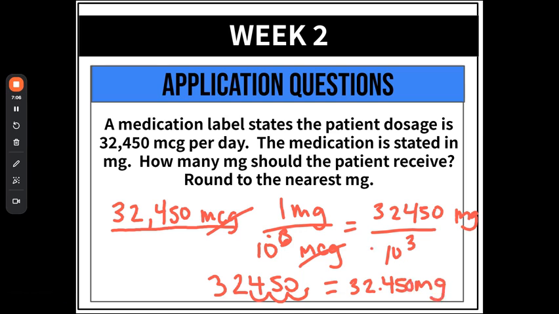And the question is asking us to round to the nearest milligram. So this number right here is going to be the one in question because it's going to be a whole milligram. And like in the other problems, we look to the right. And we see that this number is smaller than 5. So it's going to round down. So all of these will become zeros. But since it's asking us to round to the nearest milligram, we don't have to write them. So our answer becomes 32 milligrams.